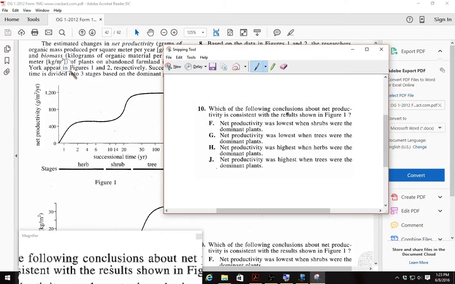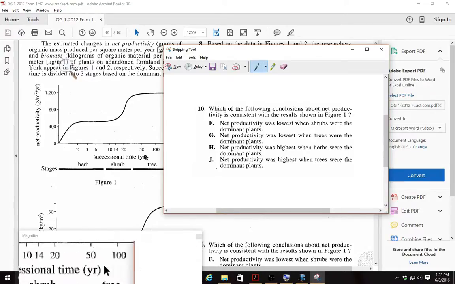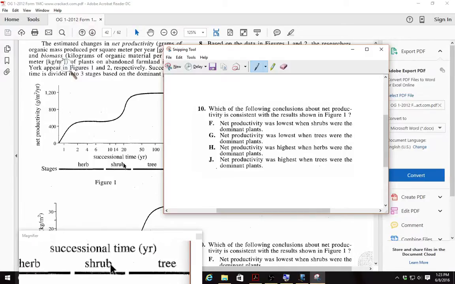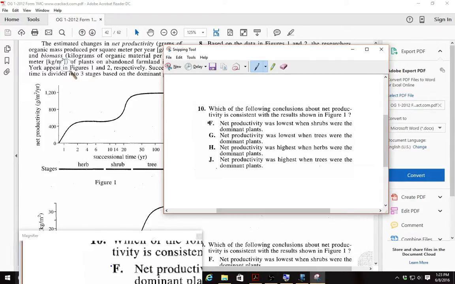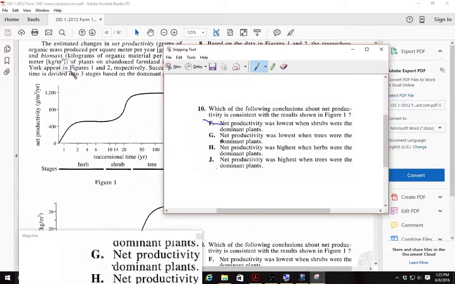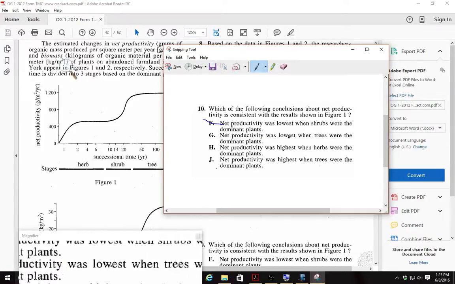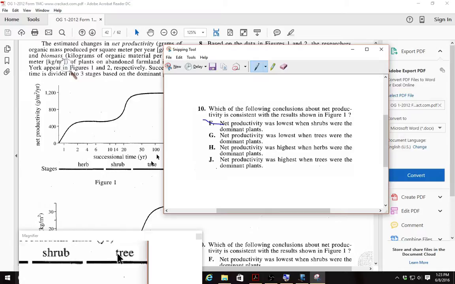So net productivity was lowest when shrubs were the dominant plants. If you look at the shrubs over here, you can tell that they're kind of in the middle. Net productivity over here, this is the lowest. Shrubs are here in the middle. So that doesn't really make sense. F is out. Net productivity was lowest when trees were the dominant plants. That doesn't make sense either.